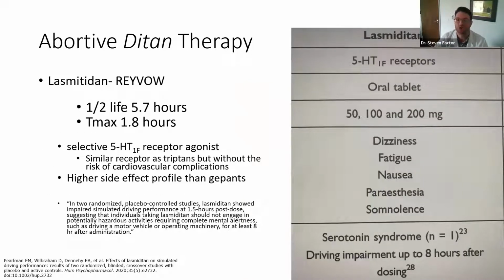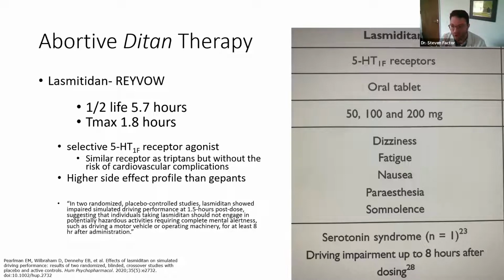The other newer abortive therapy is lasmiditan, and the brand name is Reyvow. It is a ditan, and to simplify this, it is a selective serotonin receptor agonist. It does what the triptans used to do. It's 5-HT1F. It's a little complicated. The triptans were 5-HT1B, 1D. This is a similar receptor to the triptans, but it does not have risk of cardiovascular complications.